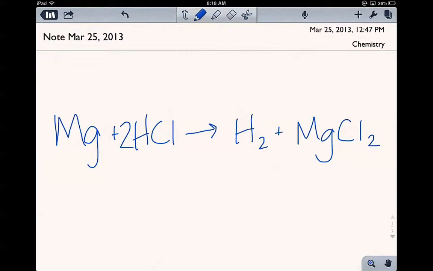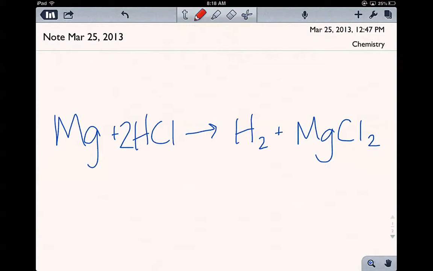So here we have a very simple redox reaction, and we are going to identify the element that was oxidized, the element that was reduced, and then we'll identify the oxidizing agent and the reducing agent. Well, the first thing you have to do before you can do any of that identification is figure out the oxidation numbers on each of the elements in this reaction.